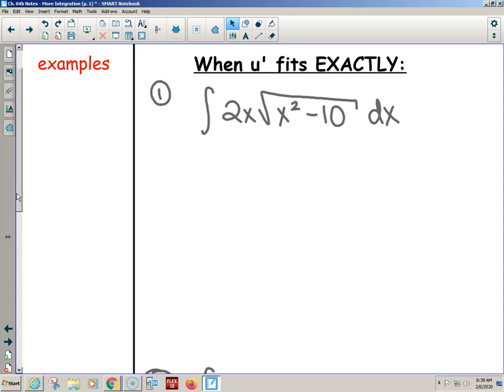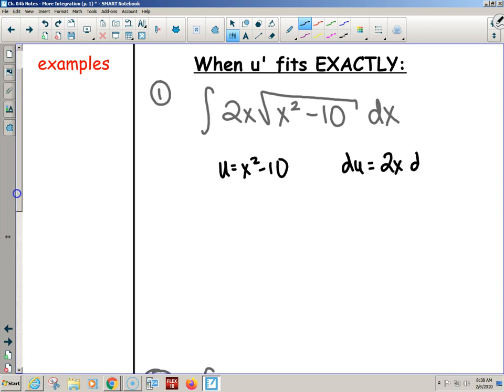Who's u? x squared minus 10. What's inside? U equals x squared minus 10. Who's du? Remember how we find du? Look at your steps if you need to. We take u prime. So who's u prime? 2x, and we multiply it by dx.